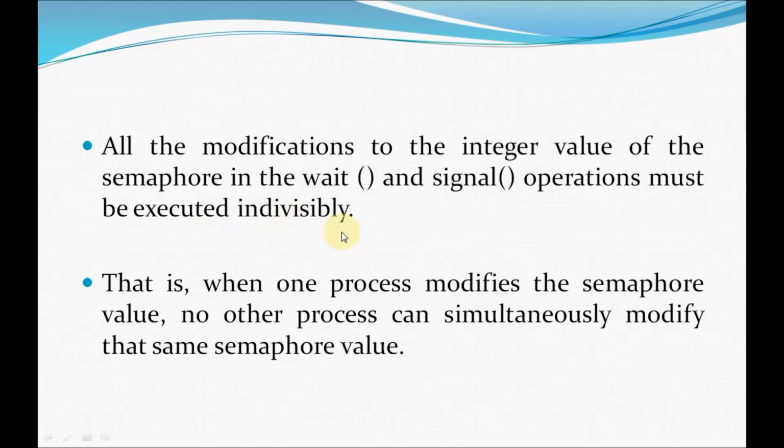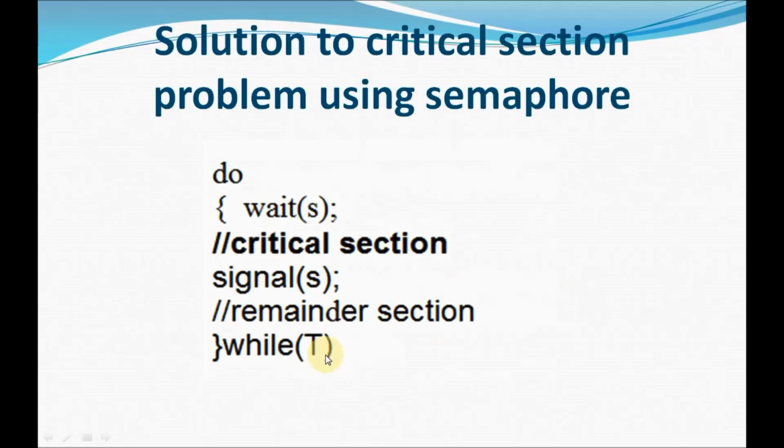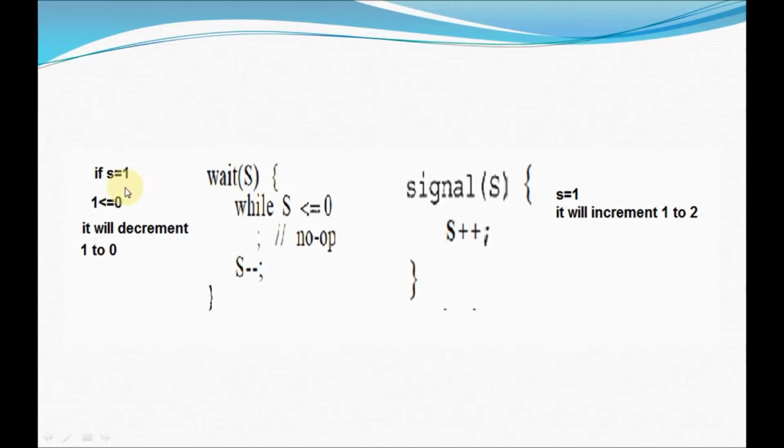What is the meaning of this? It is very simple. See here, when one process modifies the semaphore value, no other process can simultaneously modify the same semaphore value. Here the wait changes the semaphore value from 1 to 0, right? At the same time, concurrently, signal also can't change the value of the semaphore from 1 to 2.